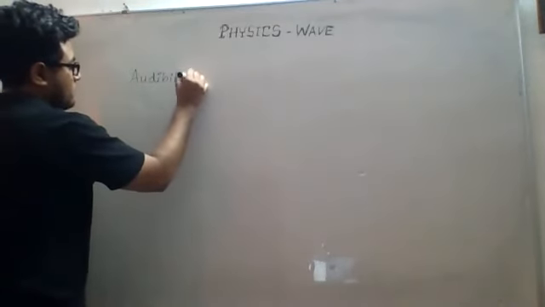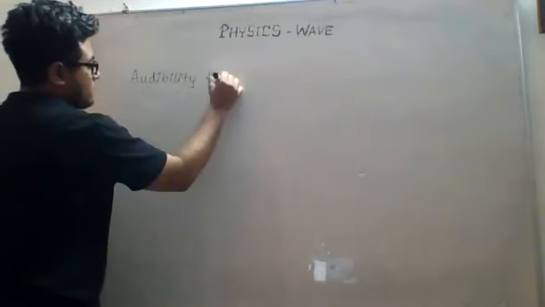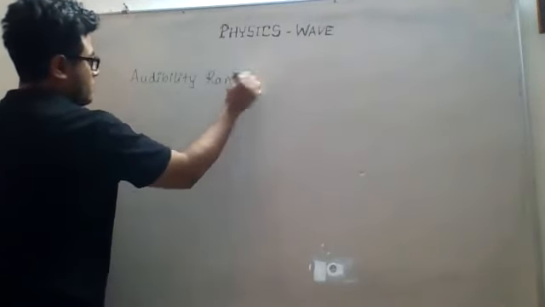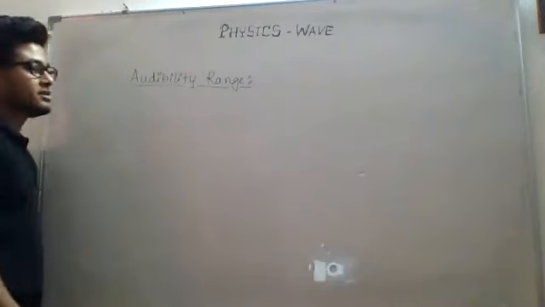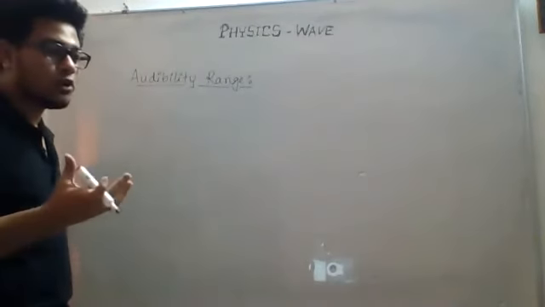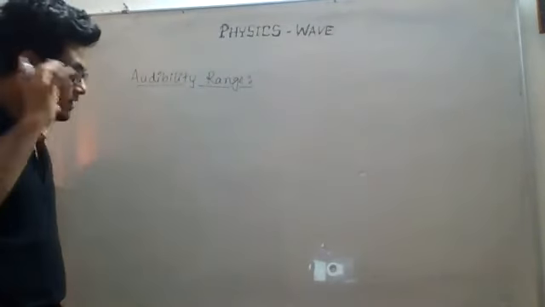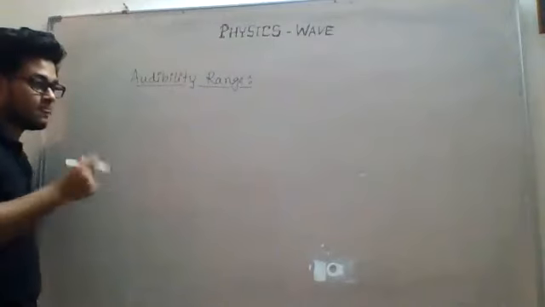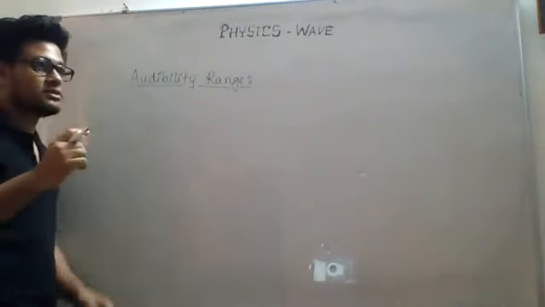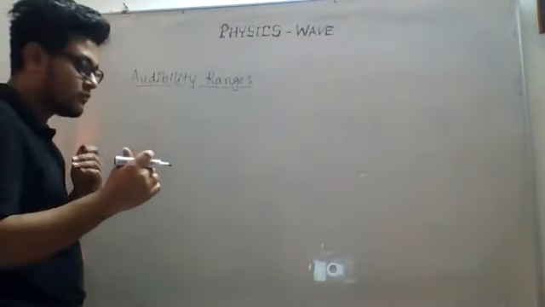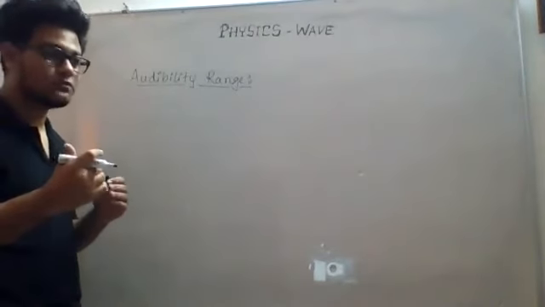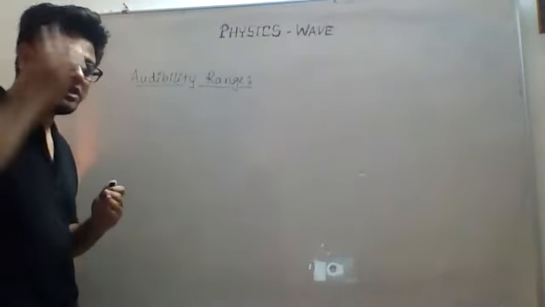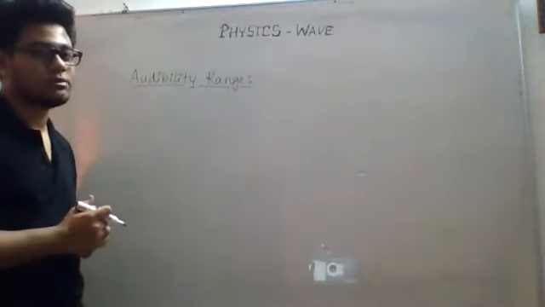The capacity of our hearing: audibility range. Audible means that it can be heard. There is a range of frequency within which people can hear a sound. If the sound's frequency is above that or below that, then he will not be able to hear it.